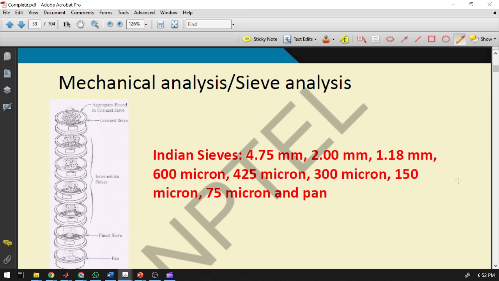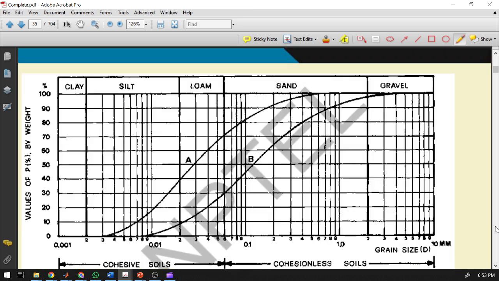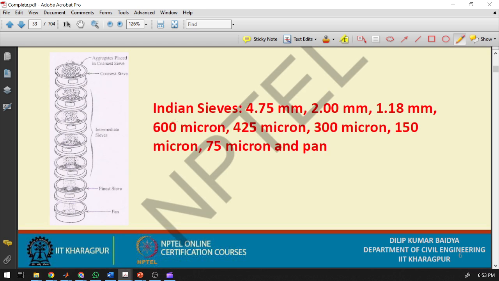So mechanical sieve analysis is done for cohesionless soils. This is not done for cohesive soils. We take these different soils, we take the different sieve sizes, and we pour our sample from the top and we shake rigorously. There are basically two types of sieve analysis: wet sieve analysis and dry sieve analysis.